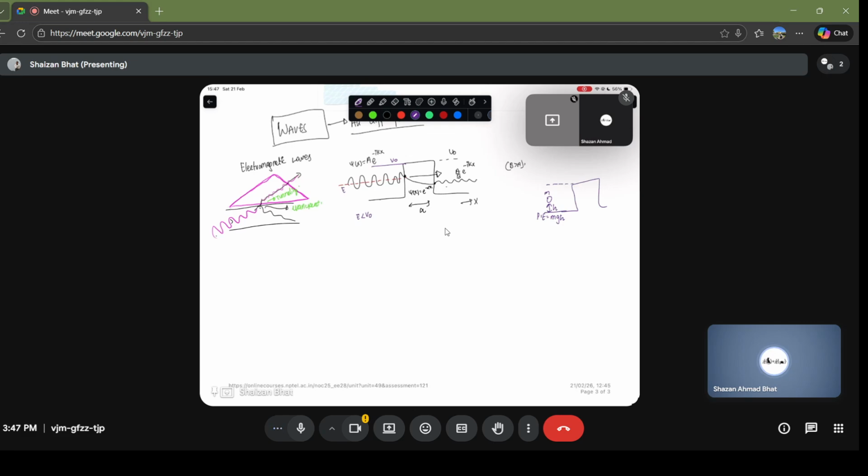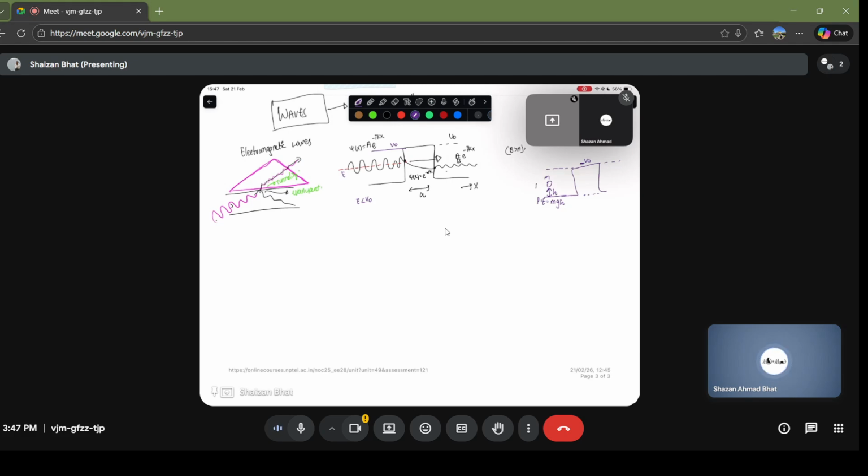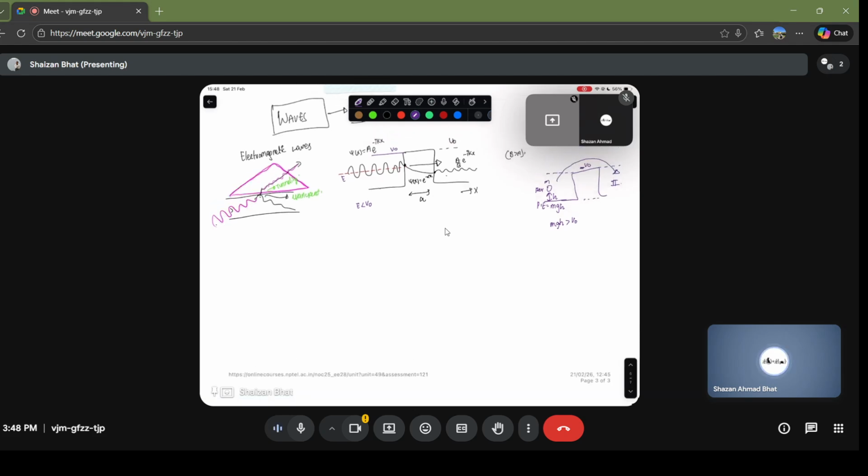Let's say this is some V naught, the potential energy of the wall from the ground. If this ball has to go to the other side, then it has to go over this wall and then come down. That means this mgh should be greater than V naught. Only then will it be able to go to the other side, because it's a classical object.